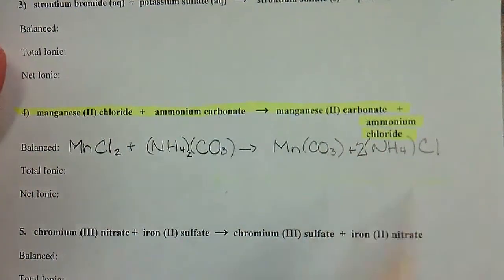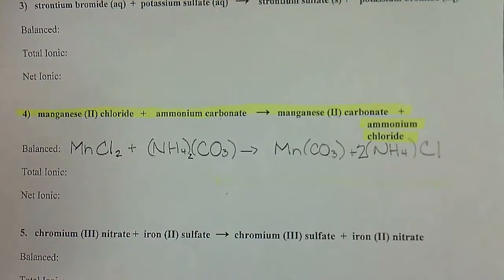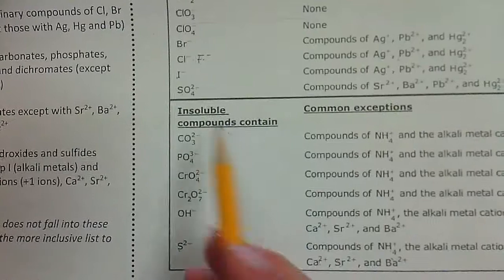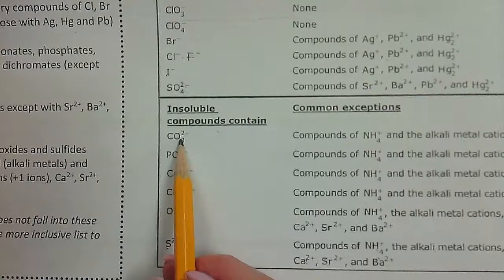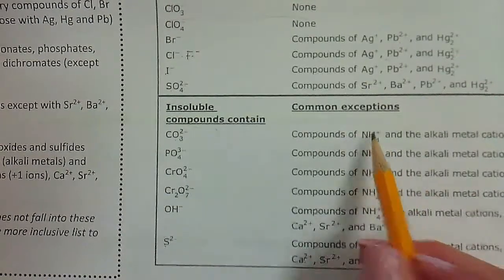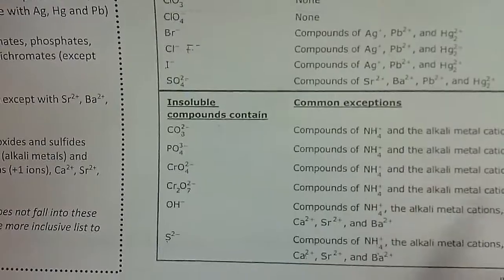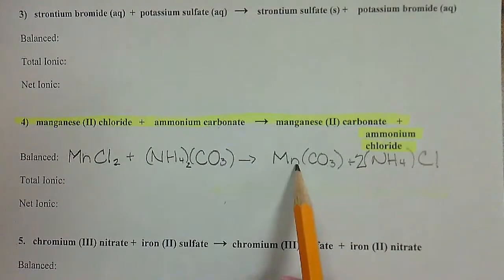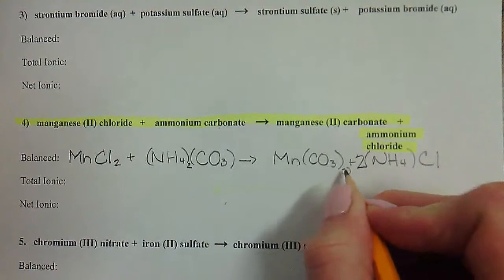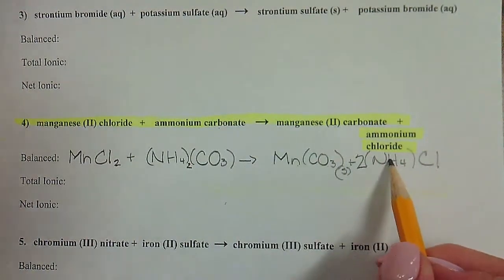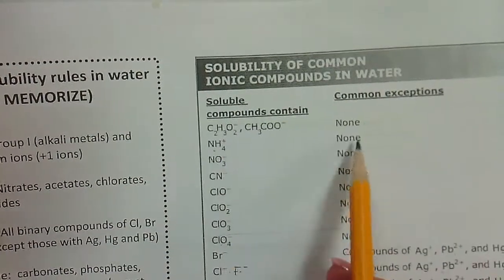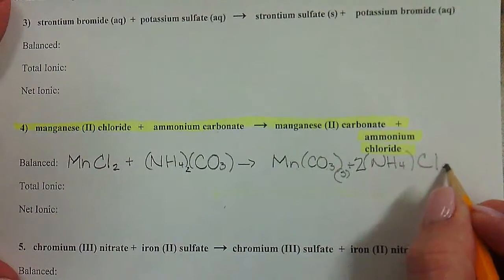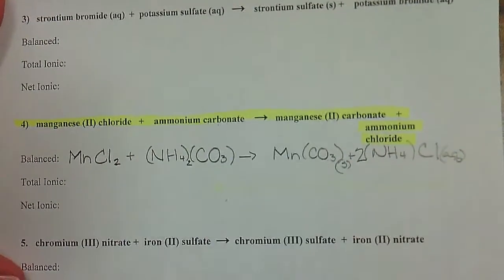In order to write this as a total ionic, I first need to know if either one of these is my solid product. So I'll go back to my solubility rules. I find my carbonate first. So carbonate is right here, in the insoluble compounds. It says that carbonates are insoluble unless it's ammonium carbonate or an alkali metal cation with carbonate. Well, manganese is neither one of those, so this is going to be a solid. Ammonium is positive polyatomic, there it is, and it's always soluble with no exceptions, so I know that's going to be aqueous. I'll give that an AQ.